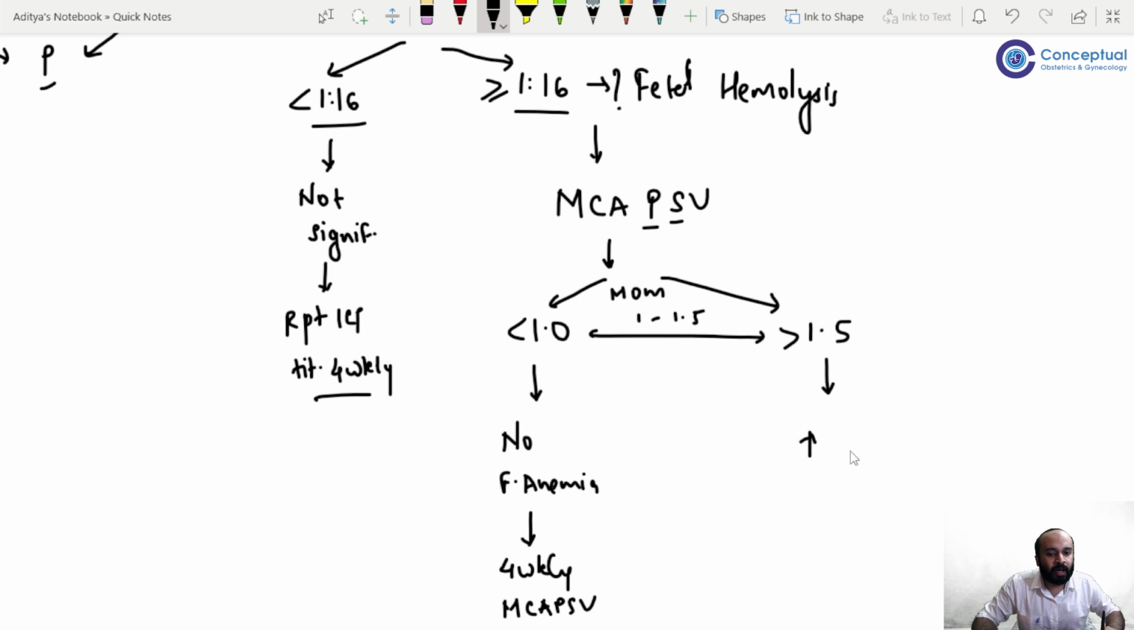The other side of the spectrum is if the value comes to be more than 1.5, then there is a very high risk of fetal anemia. It is very likely that fetal anemia has occurred, and to a great extent. What do we do? I'll tell you after this.